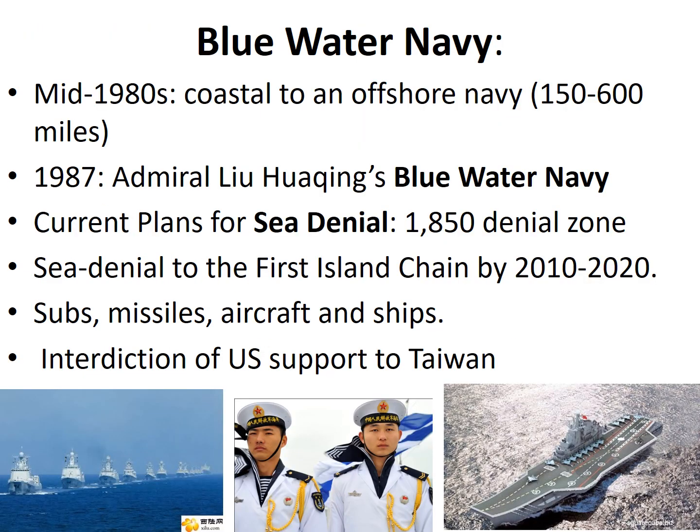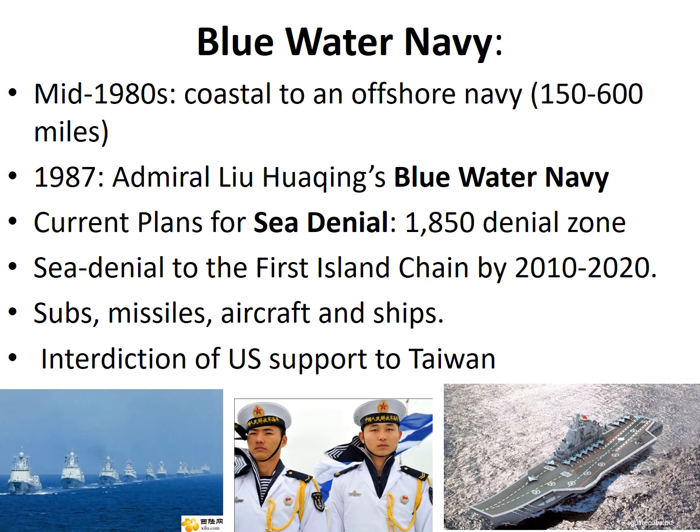So China adopted a focus on rebuilding its fleet in the mid-1980s. Right? This was facilitated by a huge increase in investment in shipyards. So China shifted from a coastal to an offshore navy. In other words, a navy that could go off coast for 150 to 600 miles.